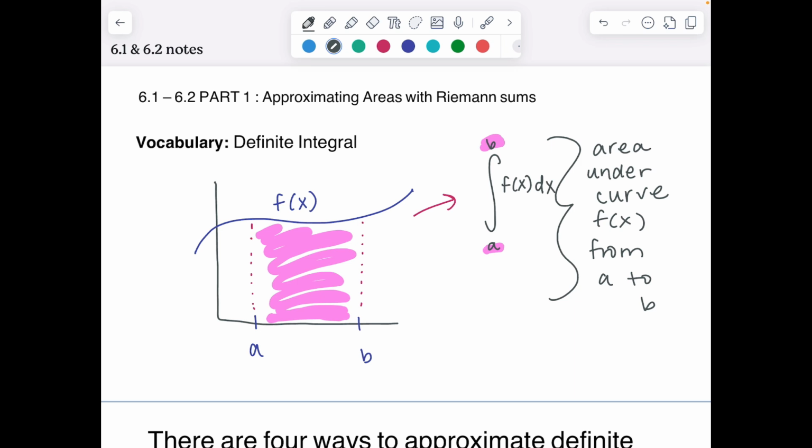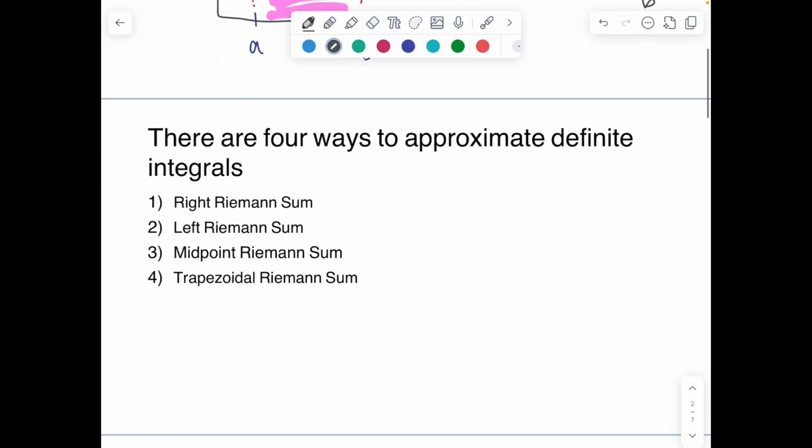But today we're just going to start with approximating it so we can start developing the idea of an integral. The 6.1 part 1 notes are going to cover right Riemann sum and left Riemann sum. That's what we're going to do today. Tomorrow, or in the next notes, we're going to do the midpoint Riemann sum and the trapezoidal Riemann sum.